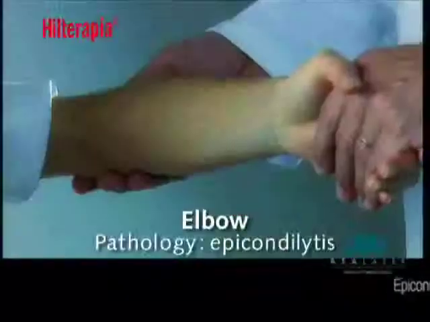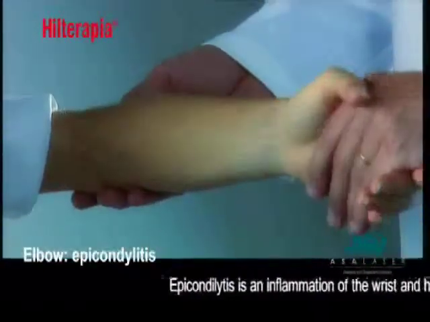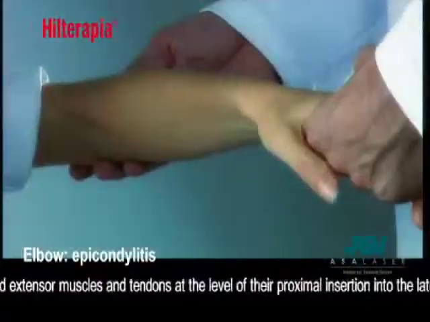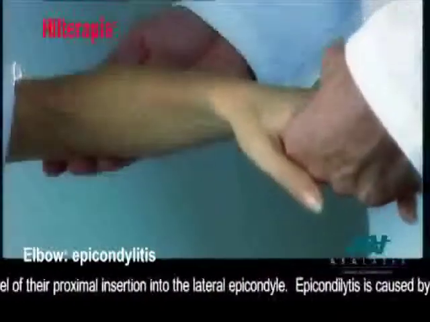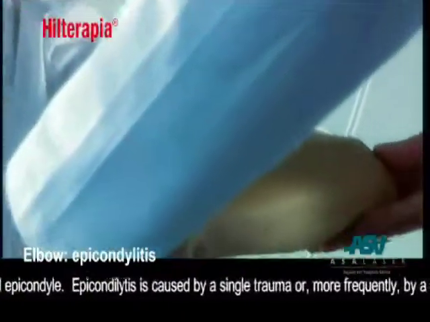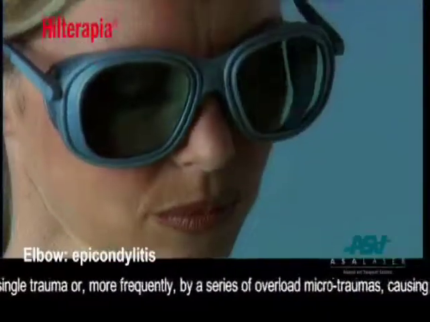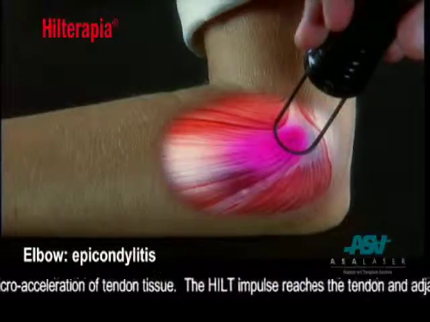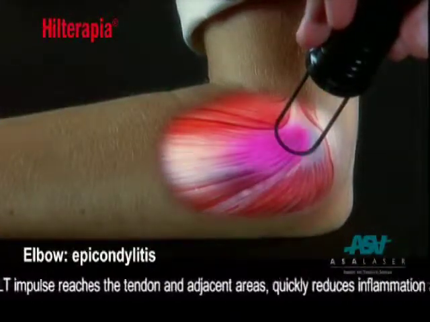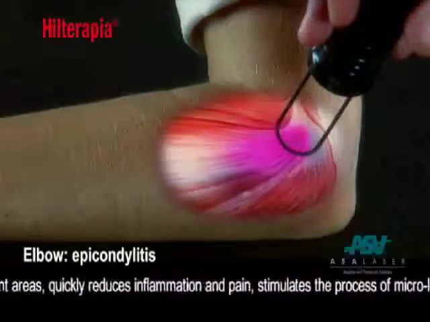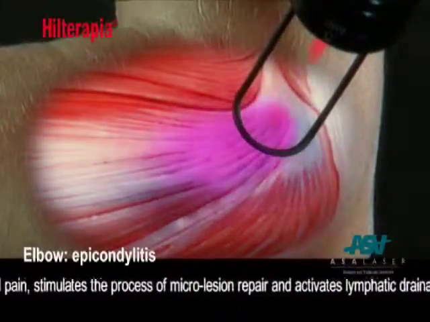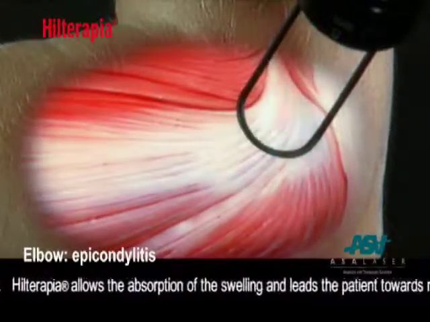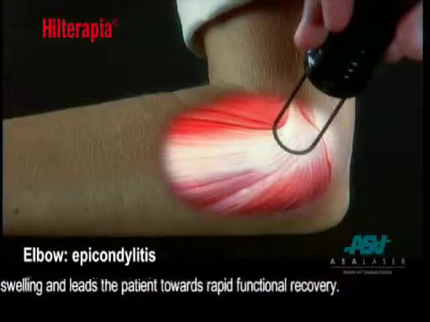Epicondylitis is an inflammation of the wrist and hand extensor muscles and tendons at the level of their proximal insertion into the lateral epicondyle. It is caused by a single trauma, or more frequently by a series of overload microtraumas, causing microlesions of tendon tissue. The HILT impulse reaches the tendon and adjacent areas, quickly reduces inflammation and pain, stimulates the process of microlesion repair, and activates lymphatic drainage, allowing the absorption of the swelling and leading the patient towards rapid functional recovery.